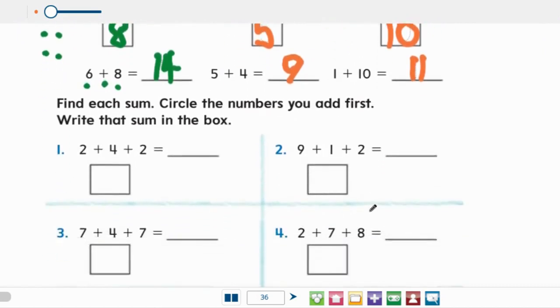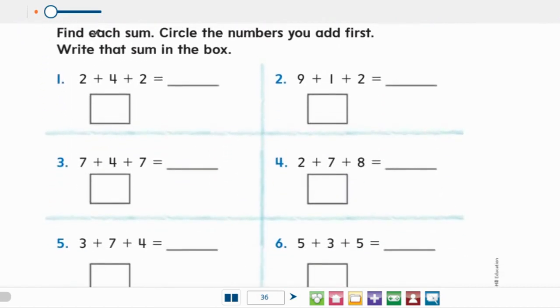Let's go ahead and check out our first problems. It says, find each sum, so that's the answer to the addition problem. Circle the numbers you add first. I'm going to underline that because that is important. We want to make sure that we circle the numbers to add first. Write that sum in the box. So we're going to circle the numbers we're going to add first, write that answer into the box, and then add the last part. So let's take a look at number 1 together.